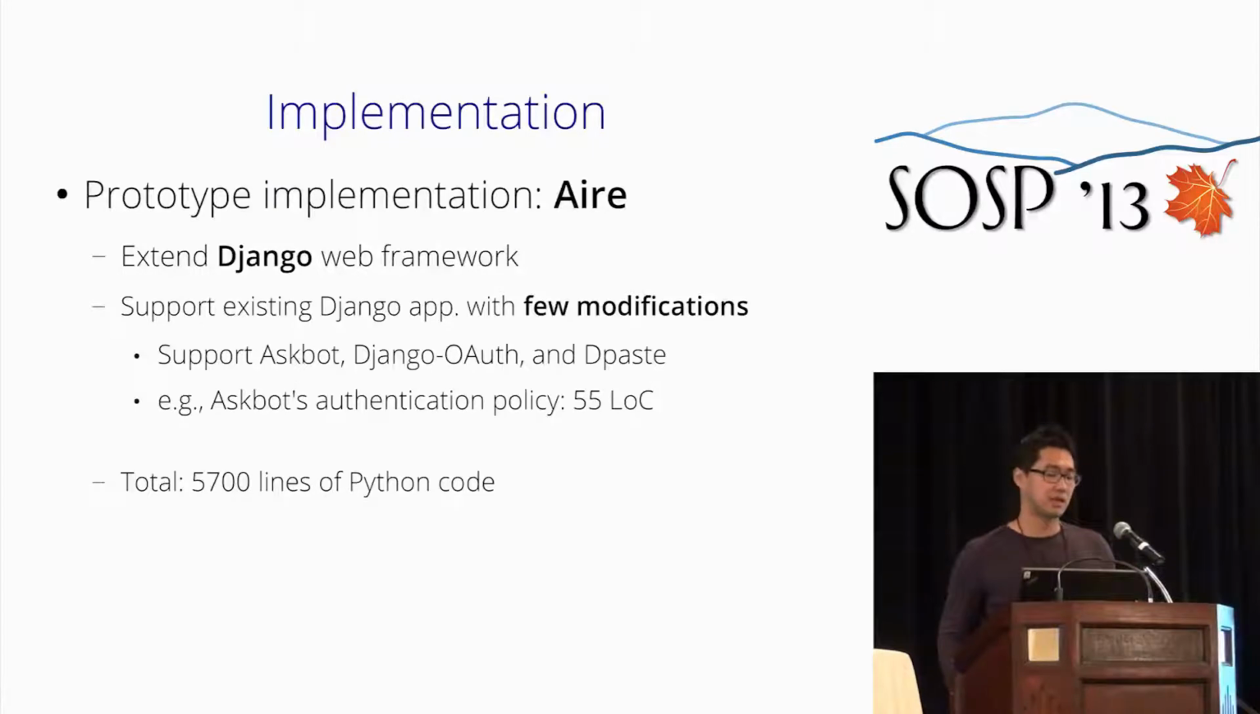We implement this idea as a prototype called Aire. We implement Aire by extending the Django web framework, so we can support existing Django applications with just a few modifications. For one example, for the application-specific authentication policy of one of the largest applications, we actually required modifying about 50 lines of code.